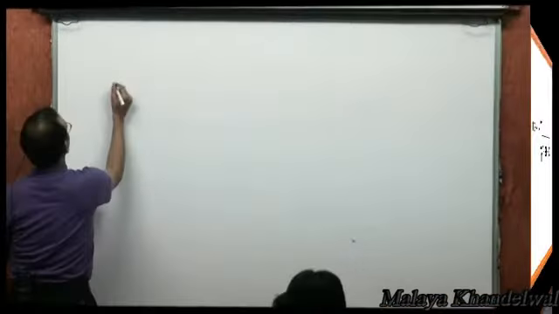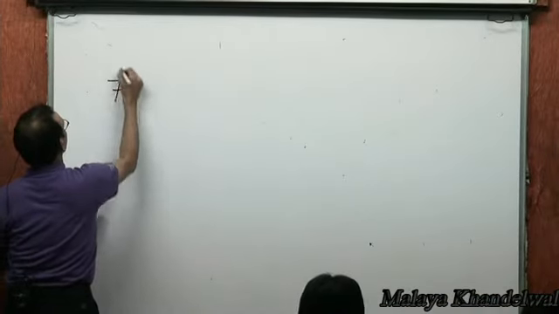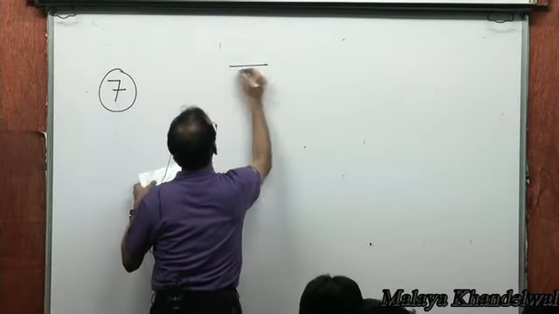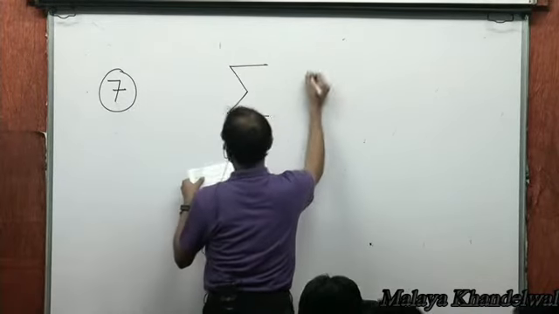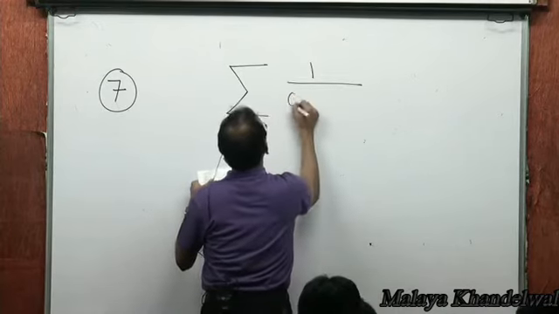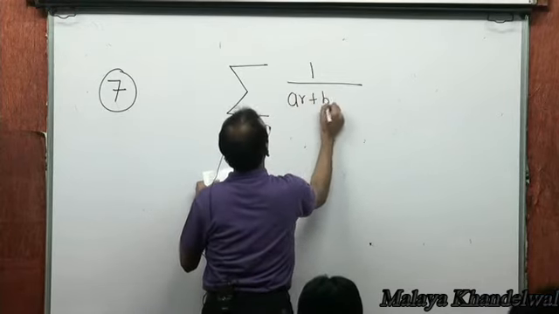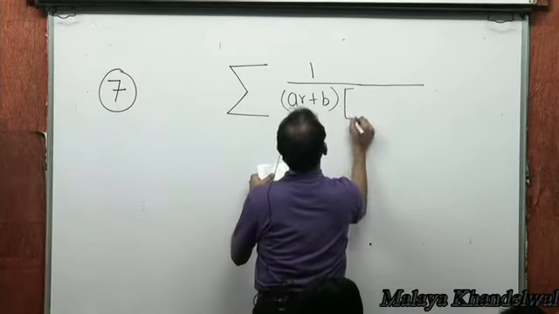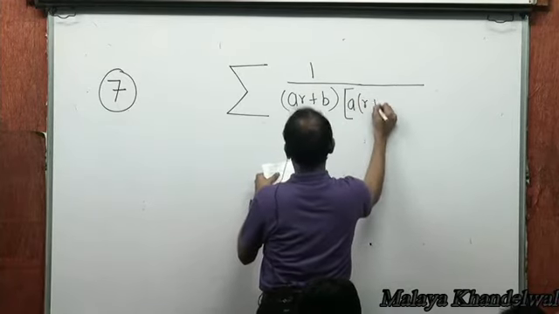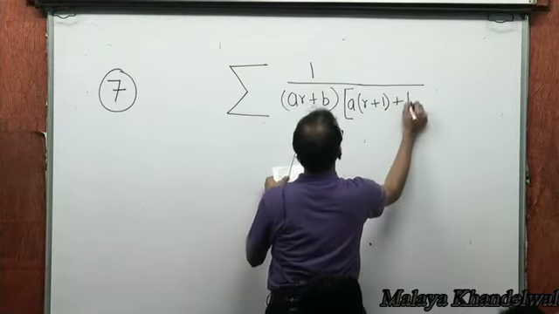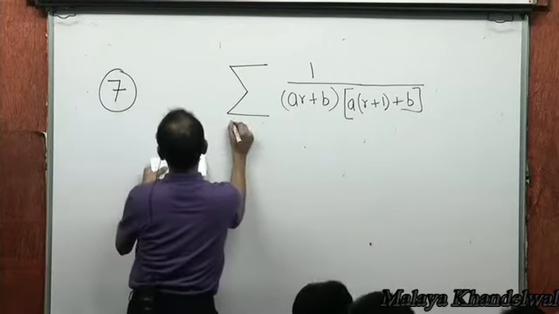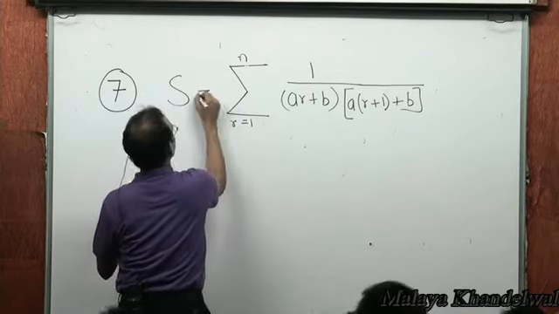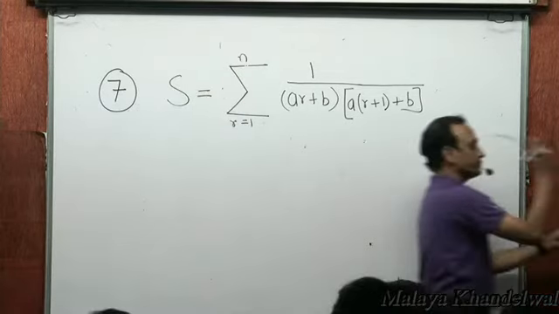Number 7. We want to find the sum of 1 by (AR plus B) into (A into (R plus 1) plus B), where R varies from 1 to n. This is the sum that we want to find.